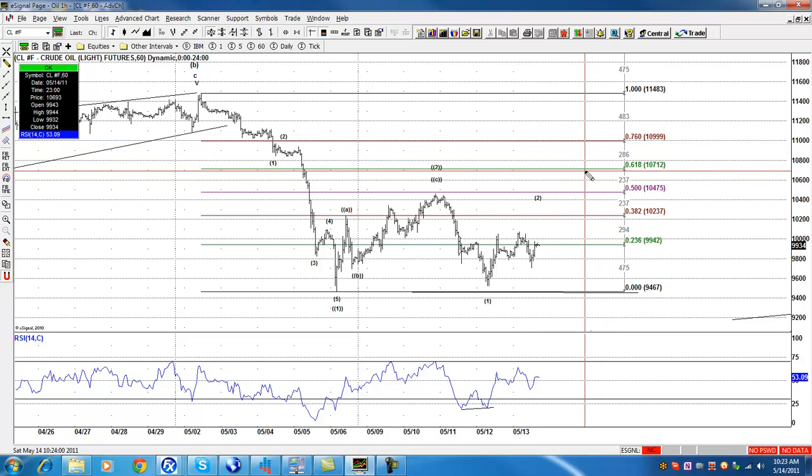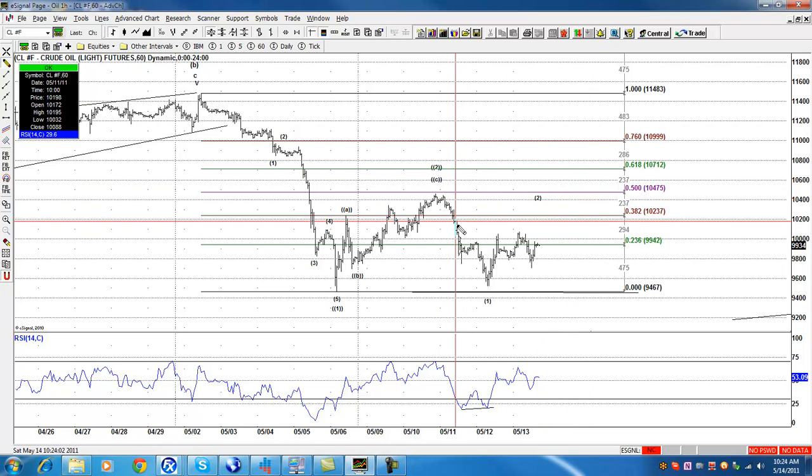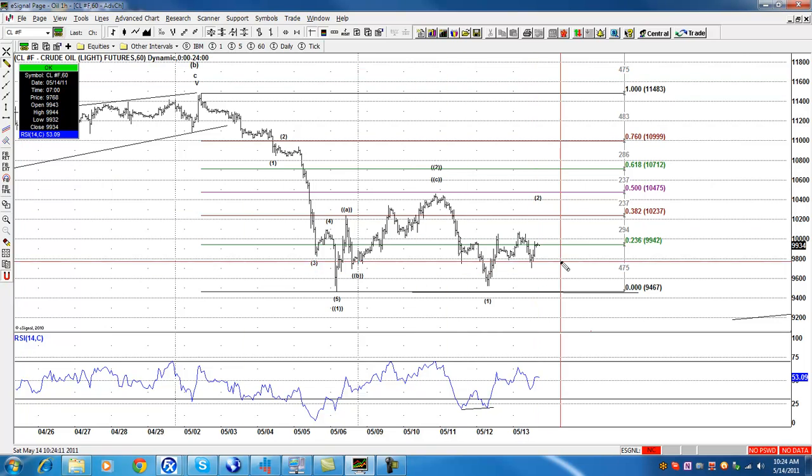Which one is it going to do? I don't know. All I know is that we got what looks like 5 waves here, it looks like 3 waves back, it looks like 3 waves back. It still can do this, to be honest with you guys.